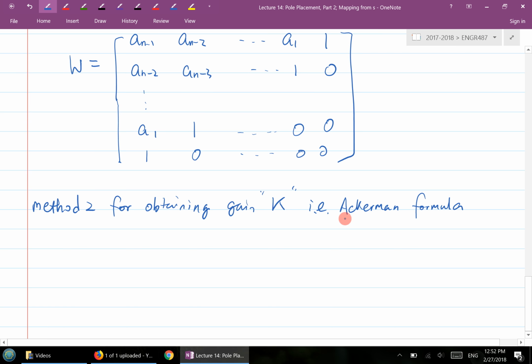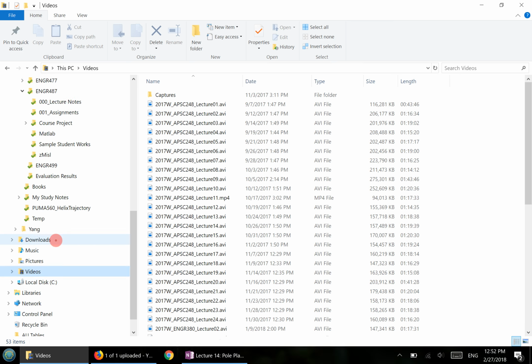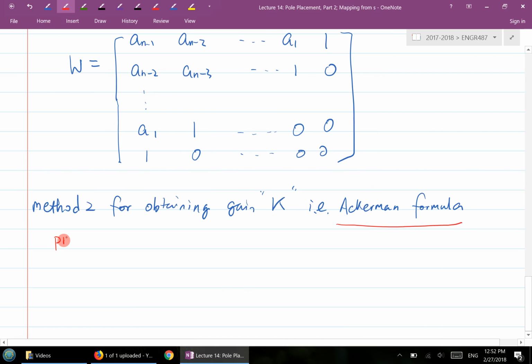Okay. So the second one here is the so-called Ackermann's formula. There is a very lengthy proof for this Ackermann's formula. You can take a look at the textbook for the proof. I'll give you the results here. You can take a look at page 409. There are a couple of pages of proof for this Ackermann's formula in our textbook.